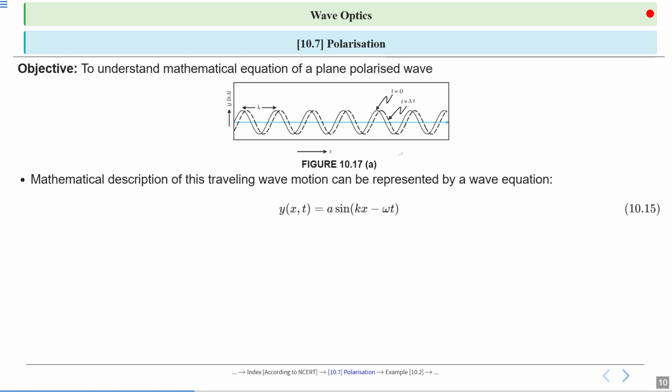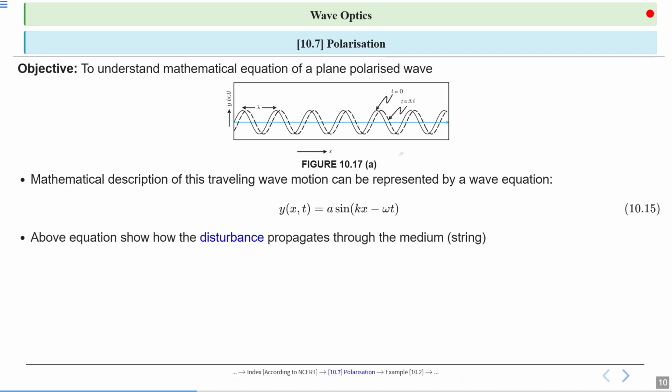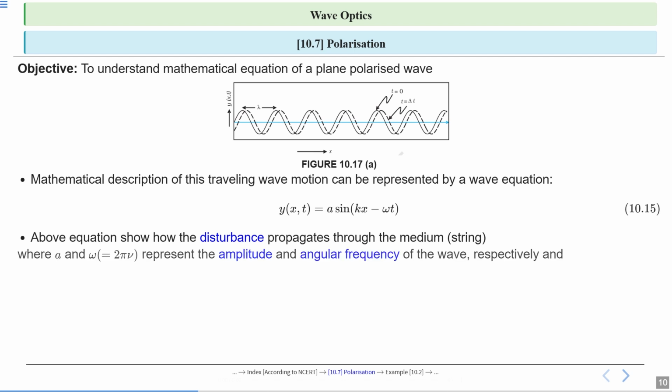Here a is the amplitude, which tells us how high the wave peaks are. So notice how this equation shows the disturbance propagating through the medium. The term kx − ωt indicates the wave's movement over time and space, which is important for understanding how waves travel.